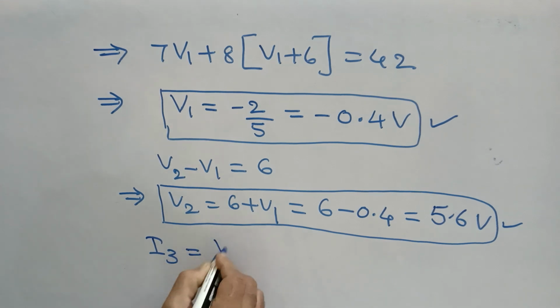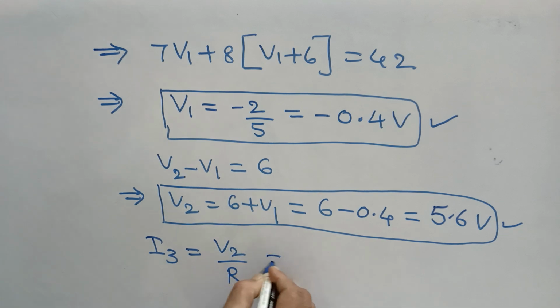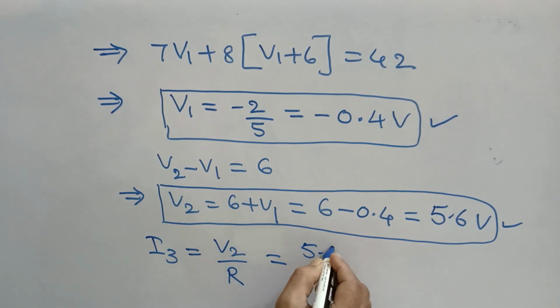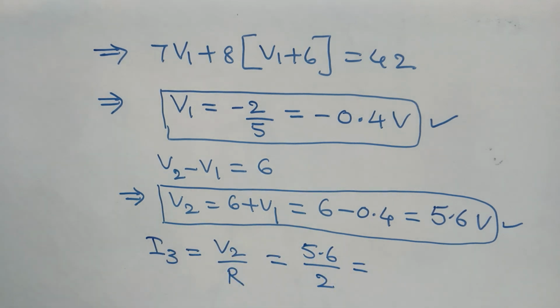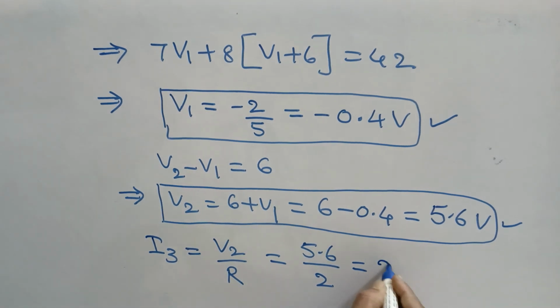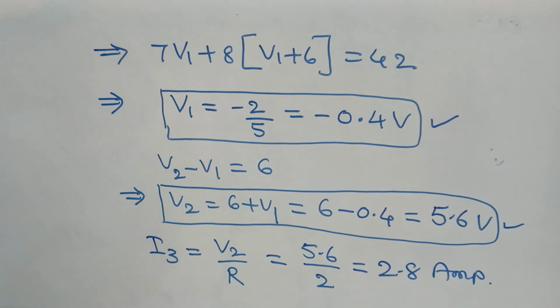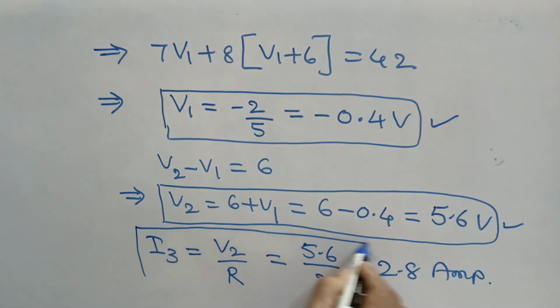So therefore I3 is equal to what? What is the voltage there? It is V2 by R actually. What is your V2? V2 is equal to 5.6 by what is R? It is 2. How much will you get? Your I3 is equal to something 2.8 amperes. So this is what your answer.